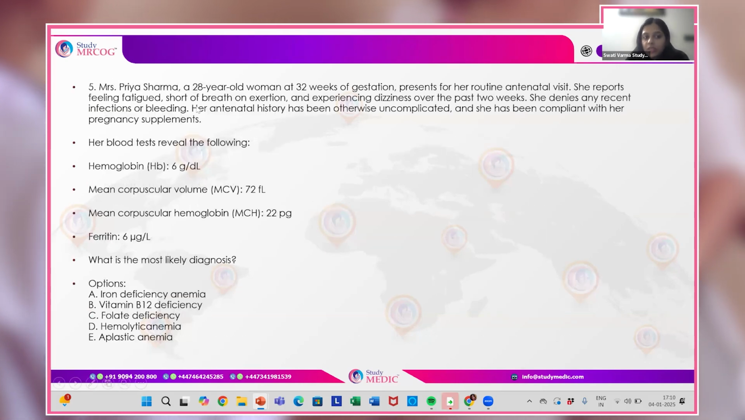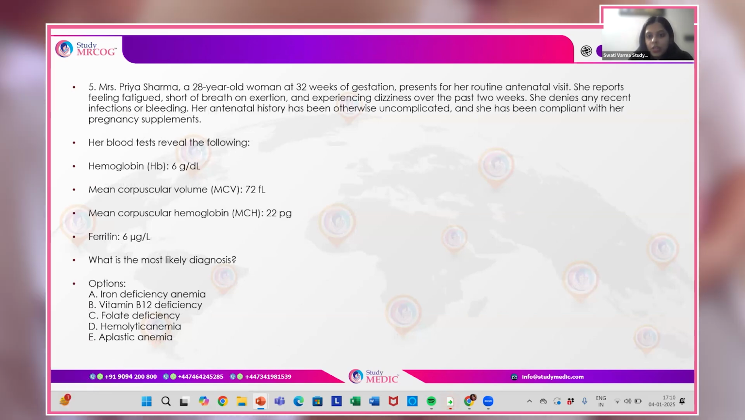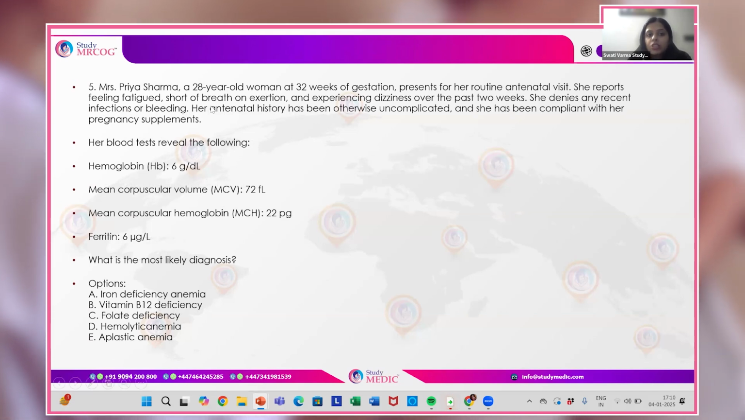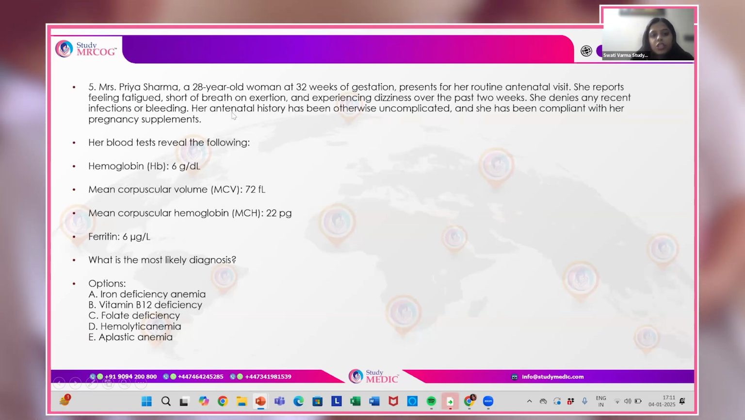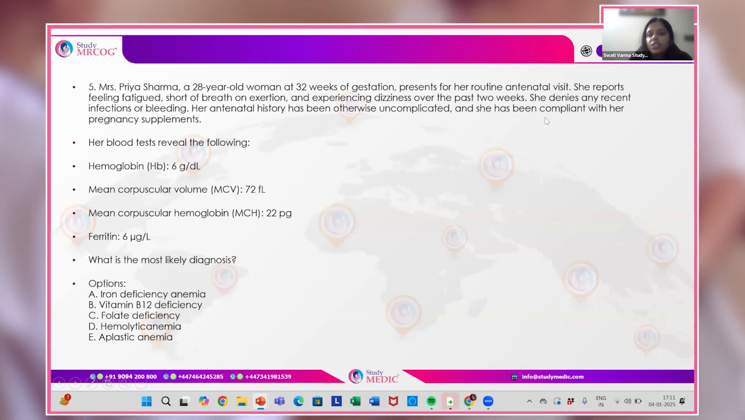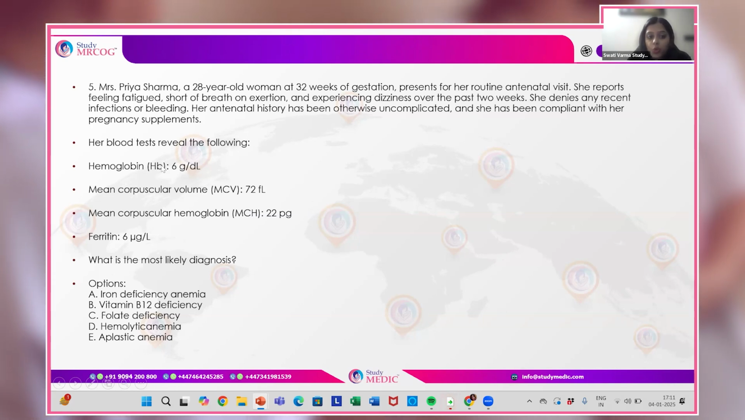Coming to the next question, Mrs. Priya Sharma, a 28-year-old woman at 32 weeks of gestation. She presents for her routine antenatal visit to you. She reports feeling fatigued, short of breath, experiencing dizziness over the past 2 weeks. She denies any recent infection or bleeding. Her antenatal history is uncomplicated, and she has been compliant with her pregnancy supplements. Now, blood tests have been performed, which reveal hemoglobin quite low.